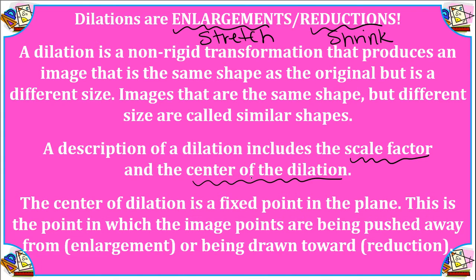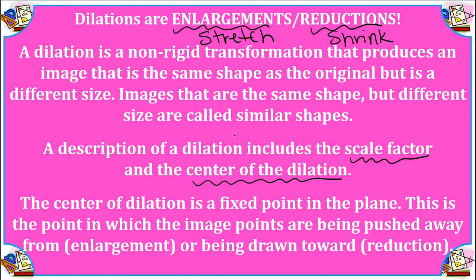shape is. The center of dilation is just a fixed point on the plane about which our pre-image is being dilated. So if our pre-image is being enlarged, then all the points on the pre-image are going to be pushed away from that center point. If it is a shrink, all of the coordinates on the pre-image are going to be pulled toward that center of dilation. Most of the time, our center of dilation is the origin, (0, 0), but we will take a look to see when the center of dilation is an actual point on the pre-image.